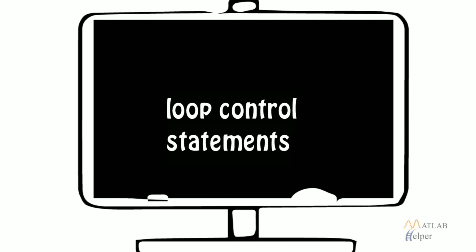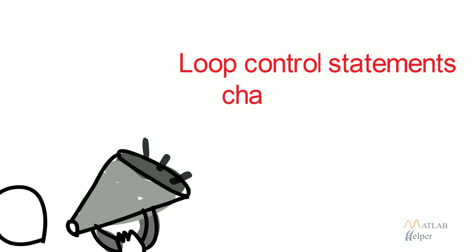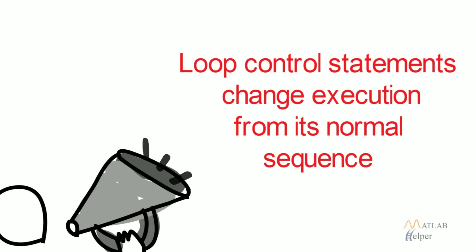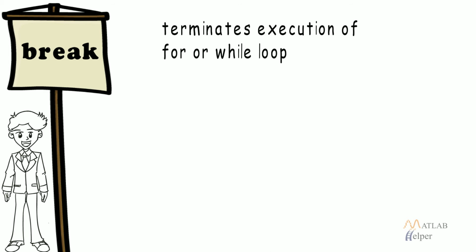Loop control statements change execution from its normal sequence. Break. The break statement terminates execution of for or while loop.